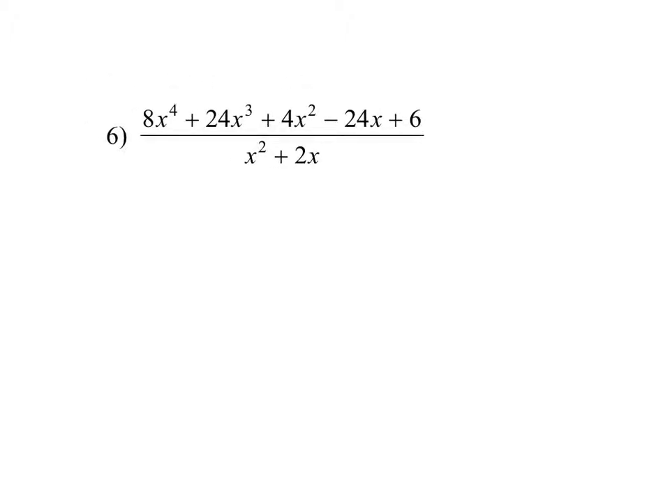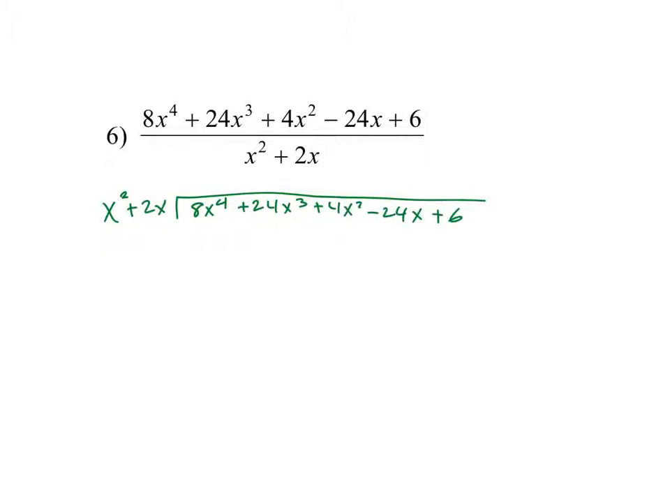Okay, so now I'm going to go x squared plus 2x. This is another way of writing the same thing. So I have 8x to the fourth plus 24x cubed plus 4x squared minus 24x plus 6. I'm going to start dividing. x to the fourth divided by x squared, so that's 8x squared.